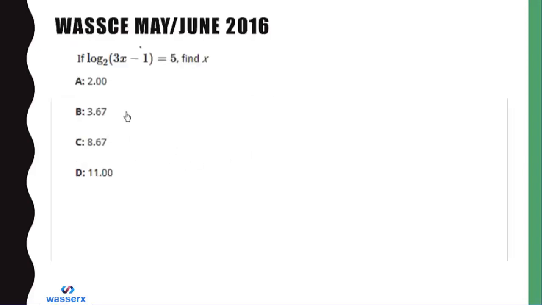Now let's solve some questions using the properties that we just looked at. Log to base 2 of 3x minus 1 is equal to 5. Find x. So what we do is to write this as an exponential equation. 3x minus 1 is equal to 2 to the power 5. Now we know 2 to the power 5 is 32.